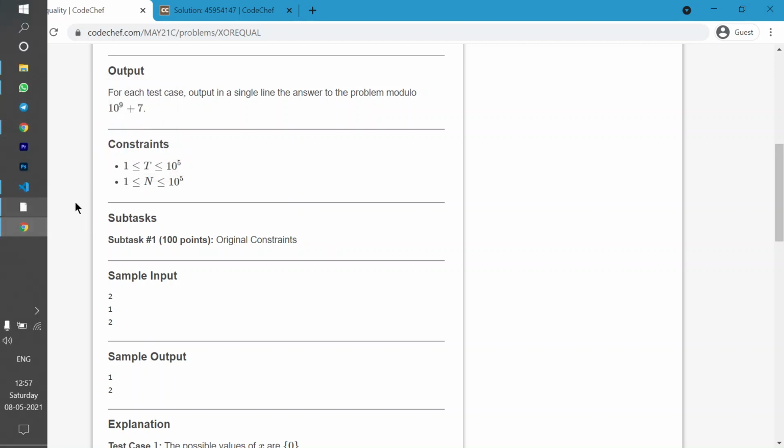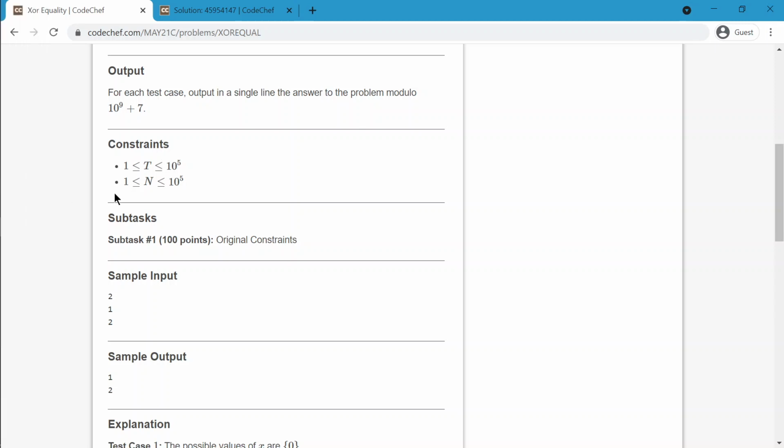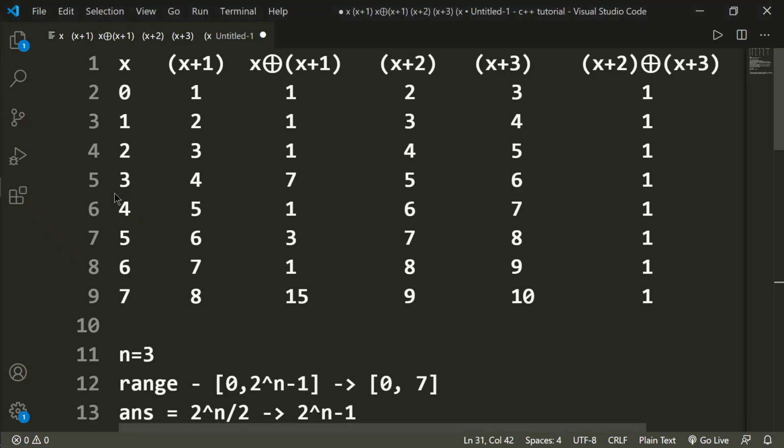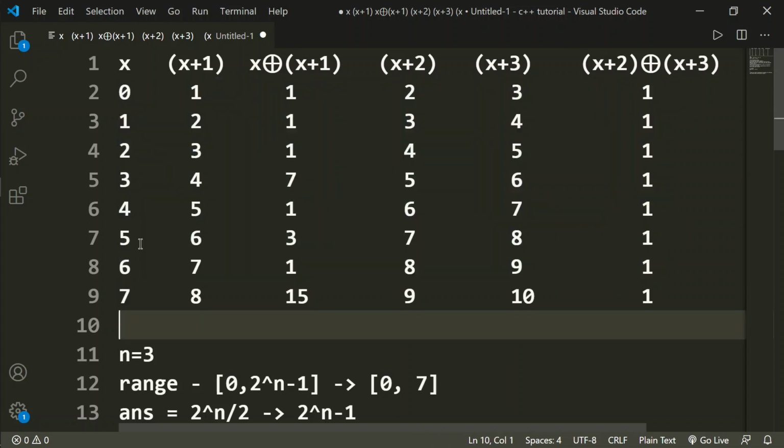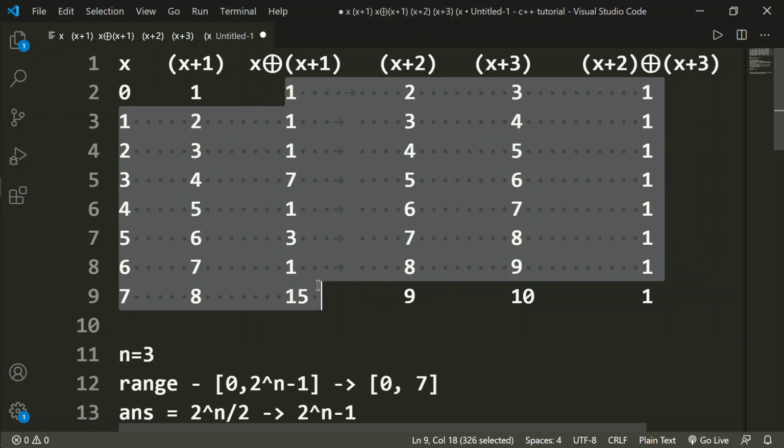So let me take you to my explanation. Here I have made a table of the corresponding condition given in the question, so that we can observe it clearly. As you can see, x are 0, 1, 2, 3, up to 7, and x plus 1 will be one number greater, so it will start from 1 to 8, and they will get XORed. You can see the XOR of these two numbers.